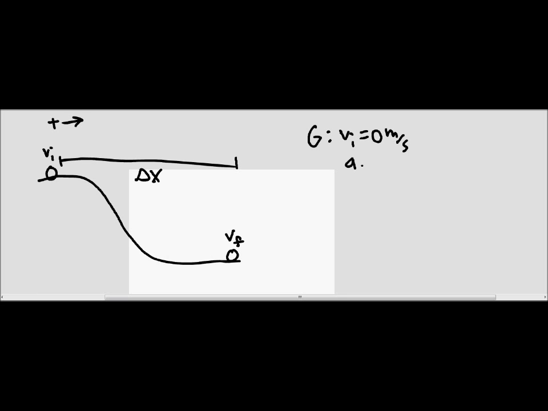Its acceleration is 3.3 meters per second squared. And the amount of time that it is rolling down the hill for is 7.5 seconds.